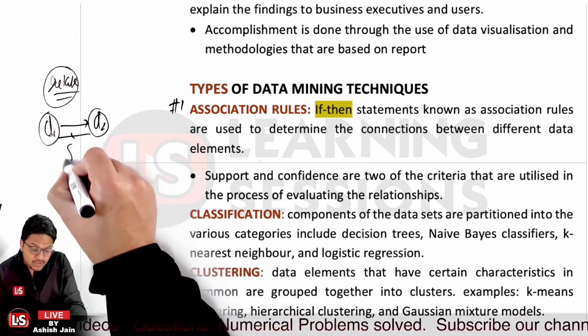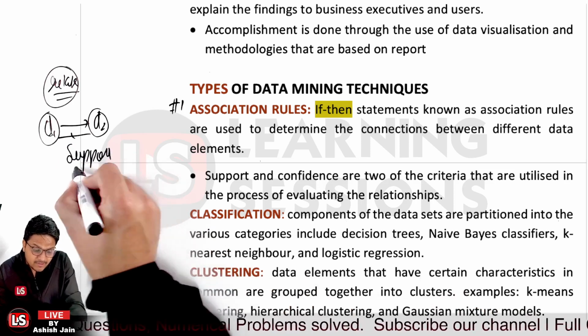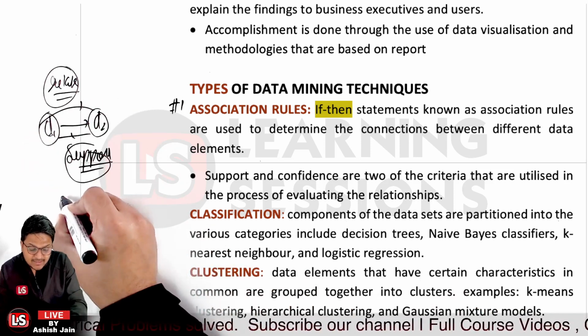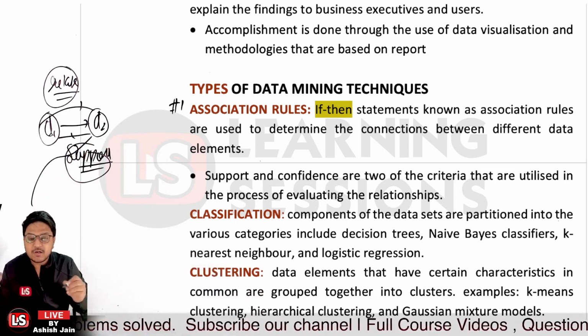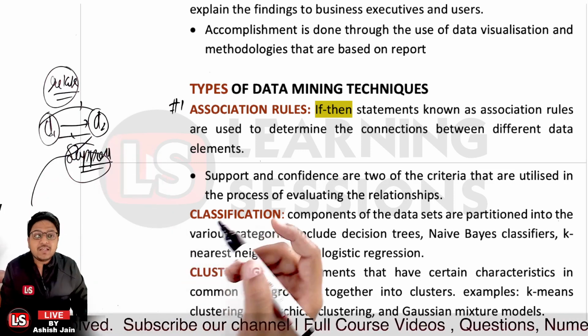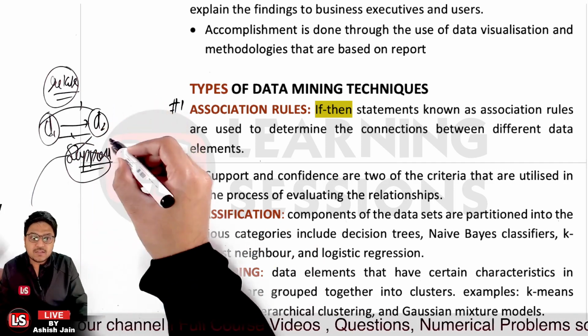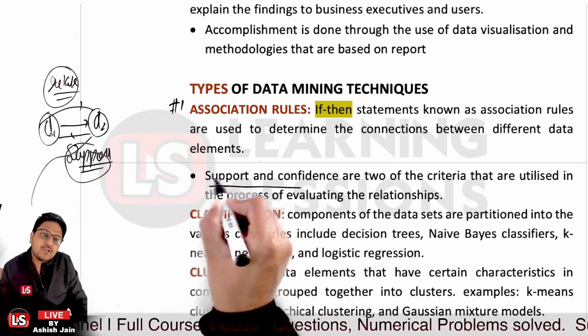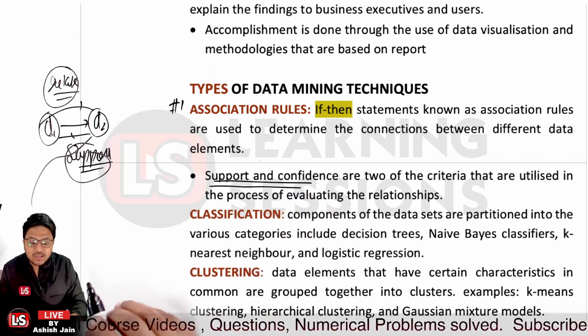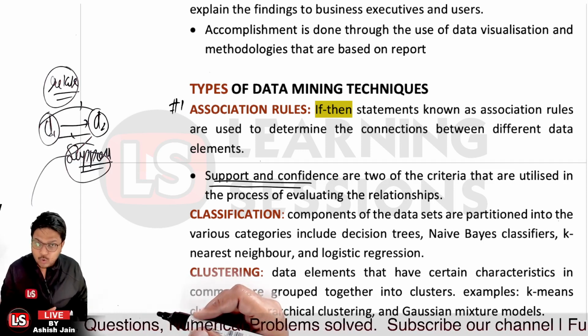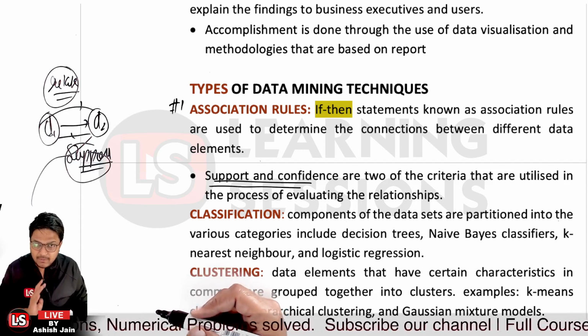So we will be using the support and confidence levels: how this data is supporting this particular data, or what degree of connection there is between this data and that data. This support and confidence will help us conclude the process of evaluating the relationship between the two data sets. That's the first technique that we can be using, right?